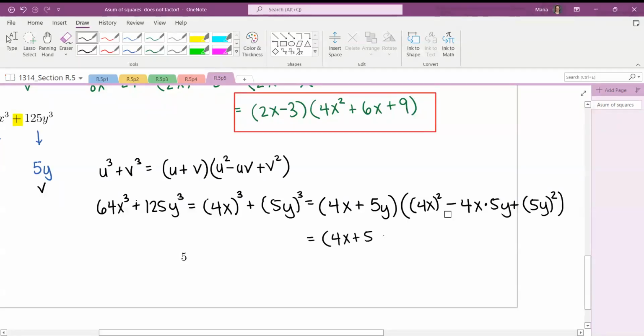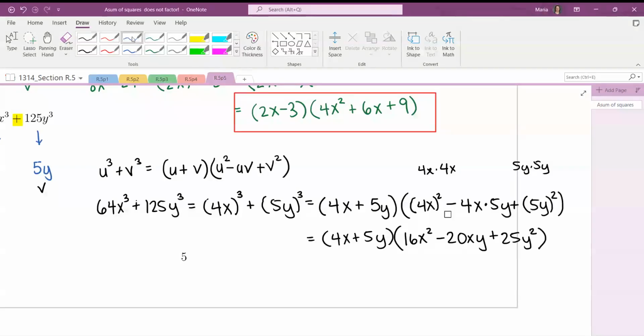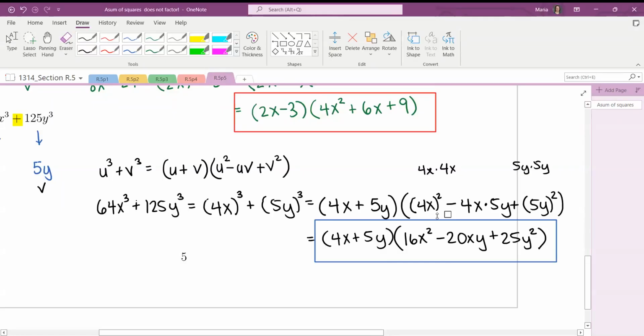This is going to be 4x plus 5y times, 4x times 4x is going to give you 16x squared. This is going to be minus 20xy, plus, if you do 5y times itself, that's going to be 25y squared. Okay? All right. That is how this particular thing factors. Again, you can multiply it back out and check yourself.